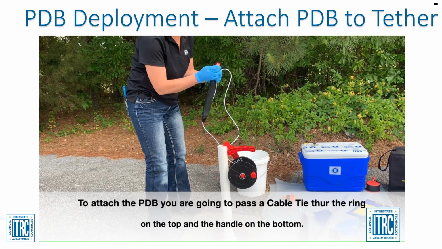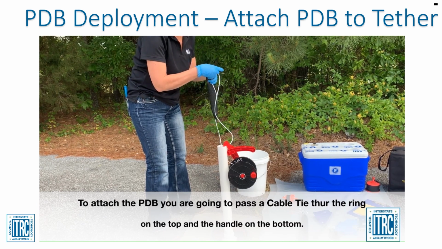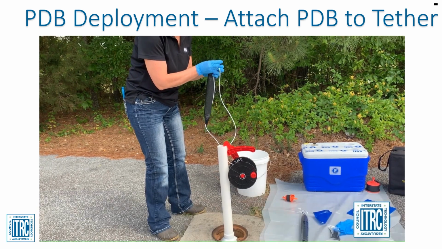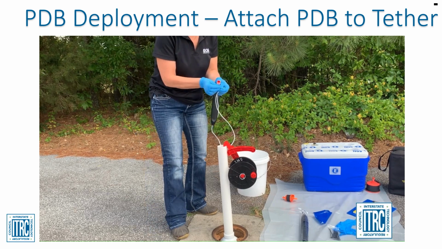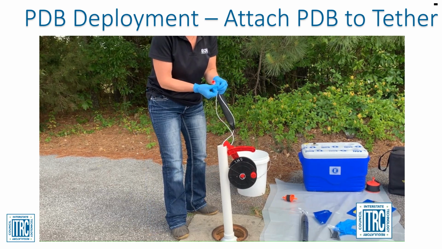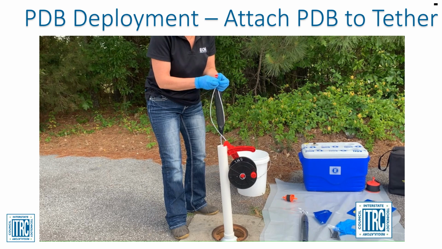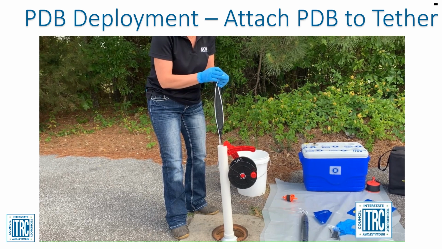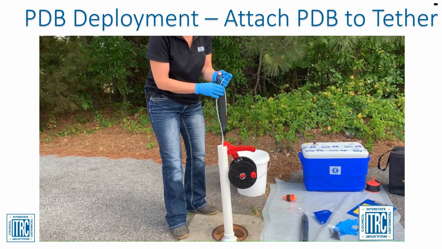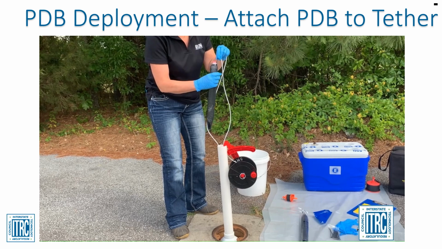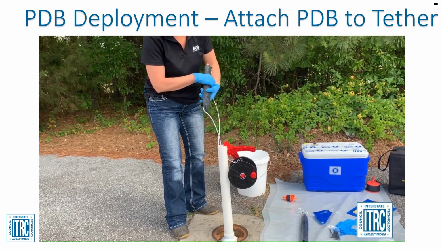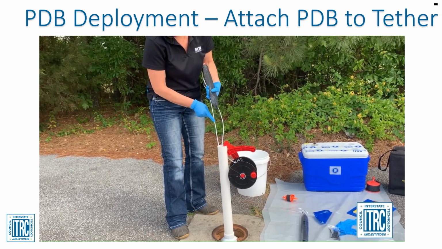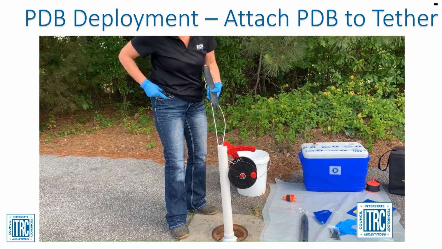Place a zip tie through the tab or loop at the top of the PDB, and through the corresponding connection ring, and zip the PDB to the ring. Place a second zip tie through the loop on the bottom of the PDB, and zip tie the loop to the corresponding ring on the tether. The excess zip tie length can be snipped off for neatness. Continue unspooling and repeat the connection process for each additional PDB on the tether.